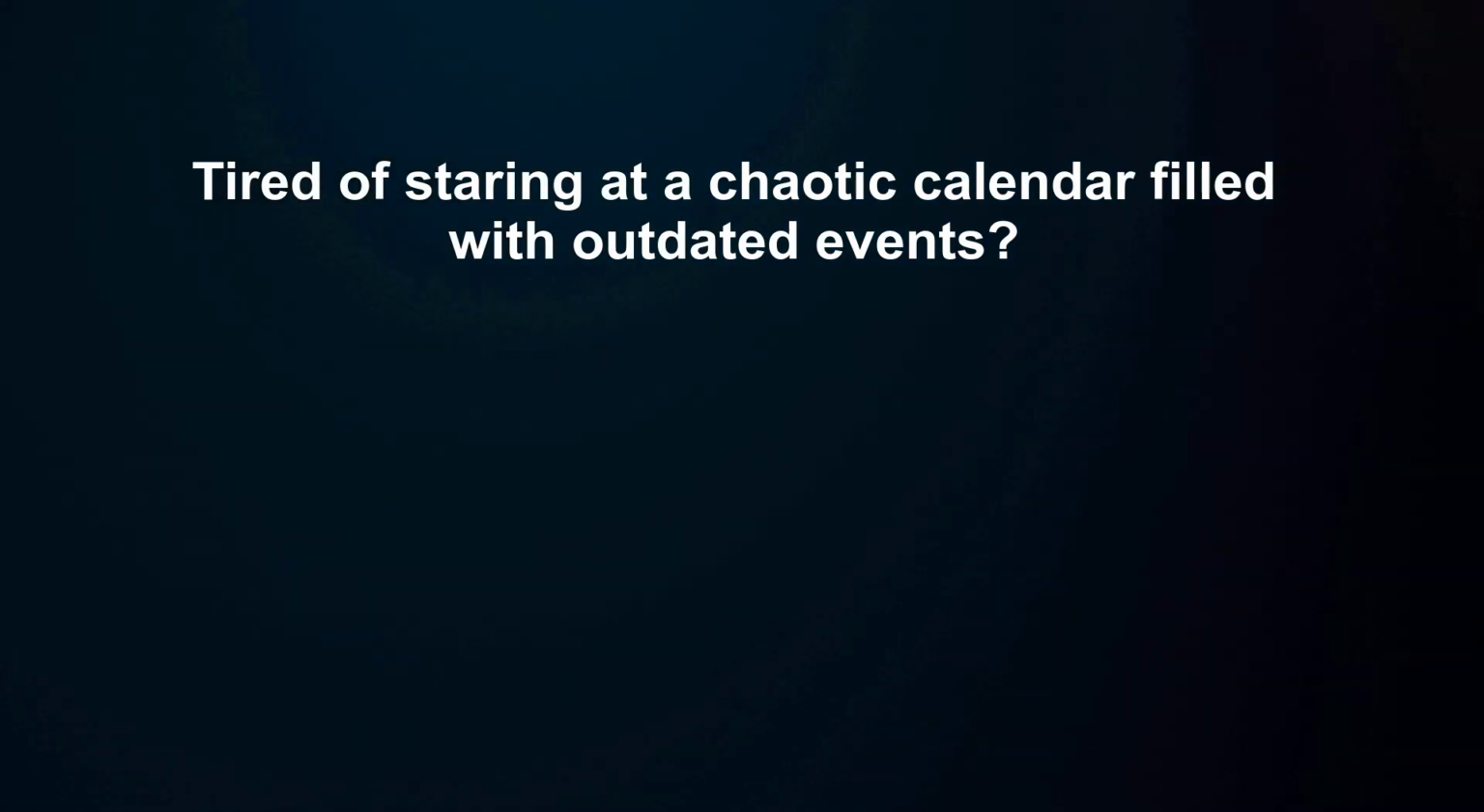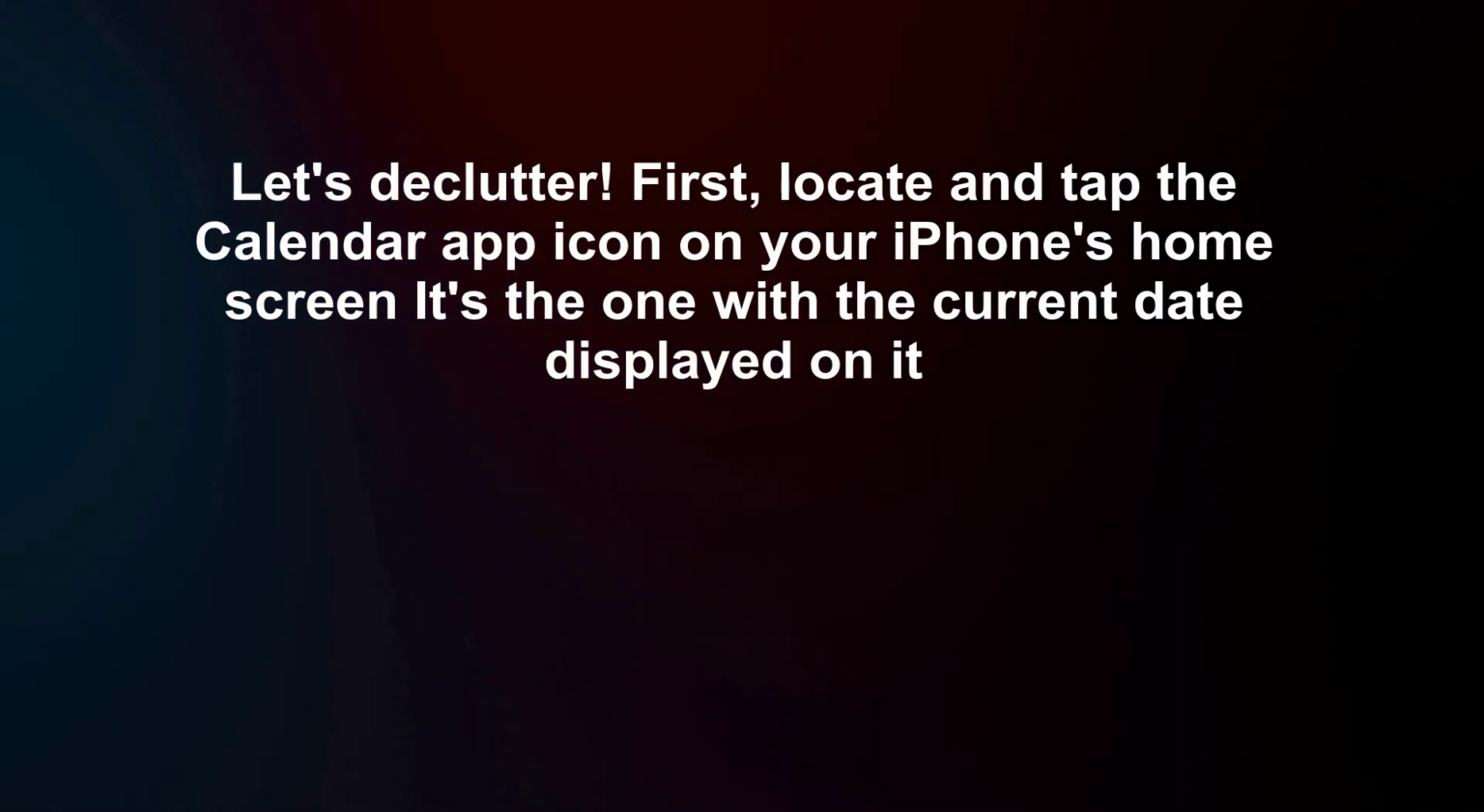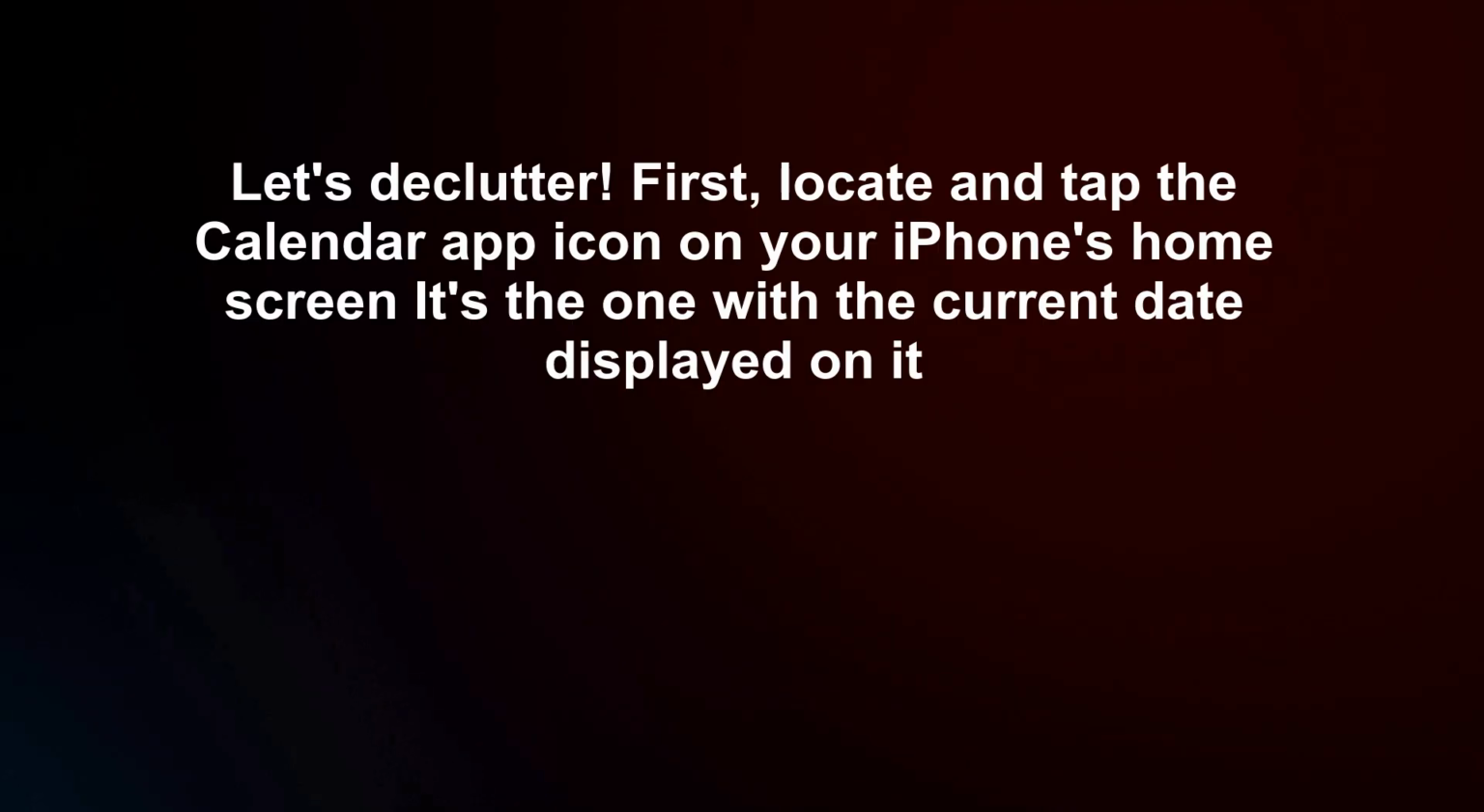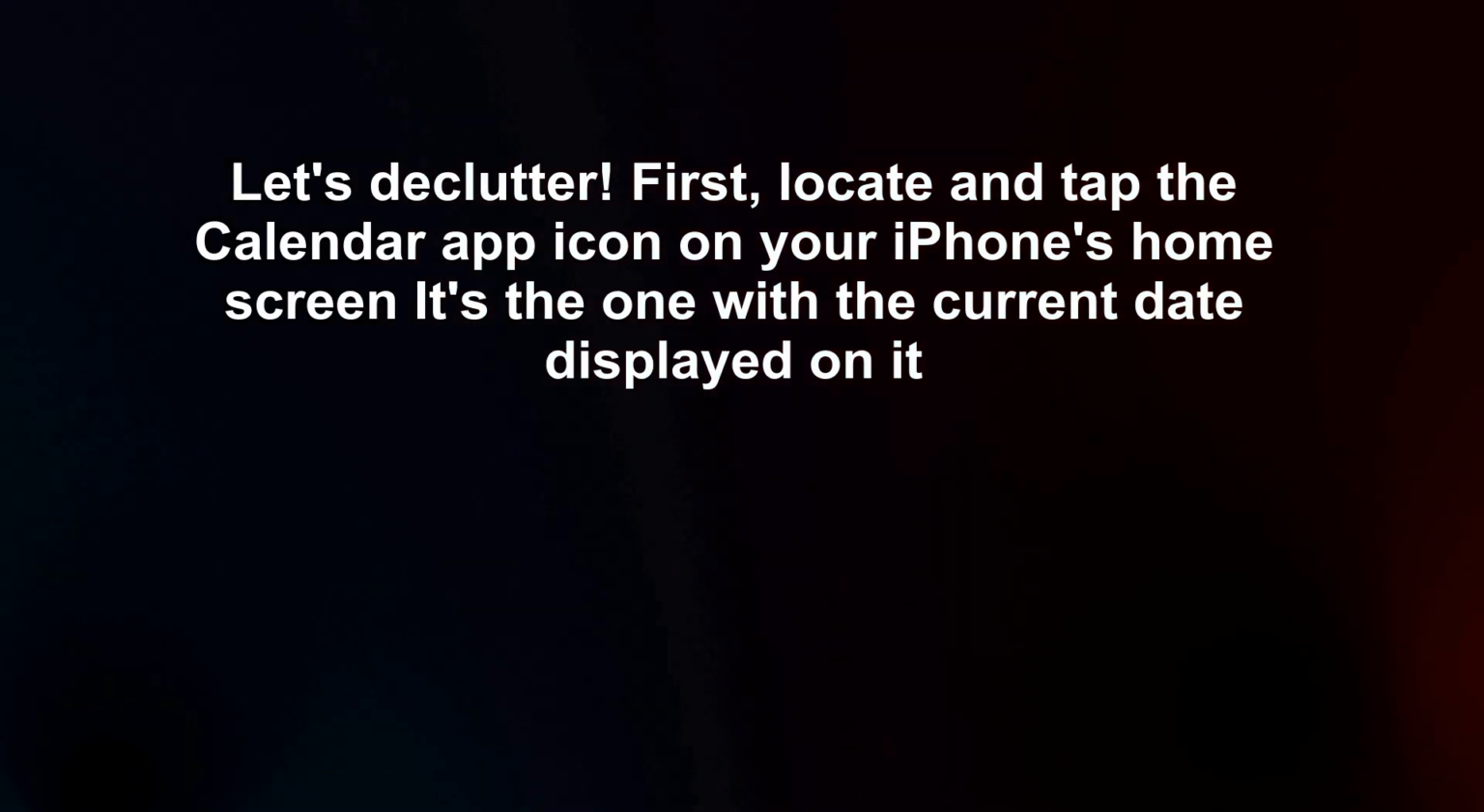Tired of staring at a chaotic calendar filled with outdated events? Let's declutter. First, locate and tap the calendar app icon on your iPhone's home screen. It's the one with the current date displayed on it.